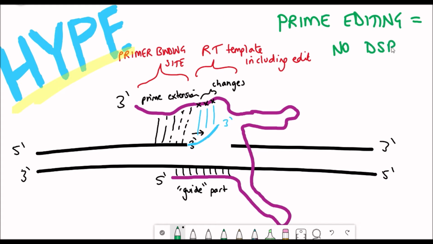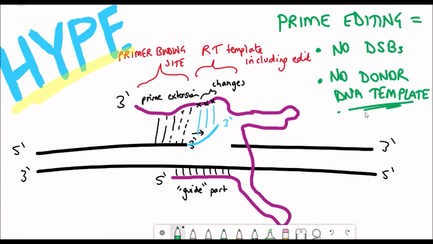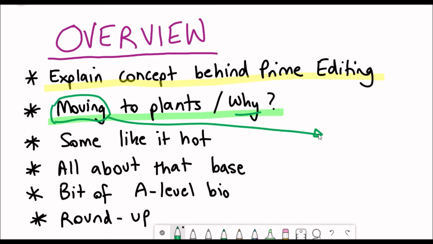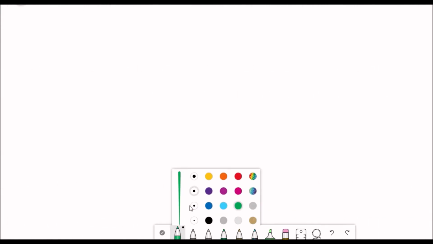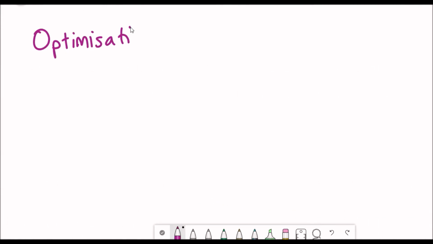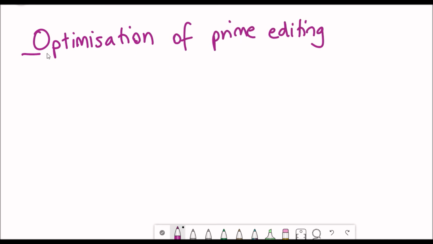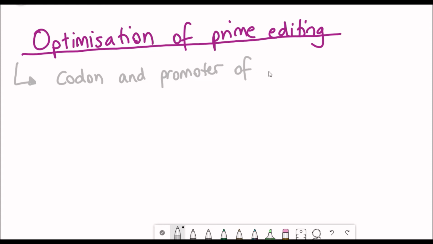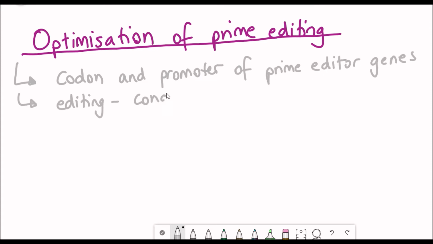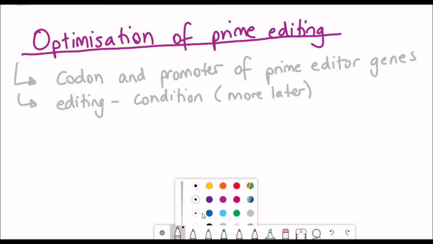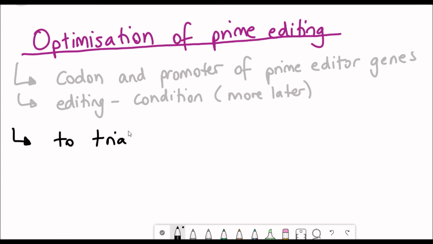This was the motivation behind prime editing, where you don't have any double-strand breaks and you don't need the donor DNA templates. That is all good and well, but how do you actually modify prime editing to be able to use it in plants? That was the aim of the paper, and they effectively optimized prime editing via a variety of changes in the codon, the promoter, and also in editing conditions, which we'll come back to a little later.